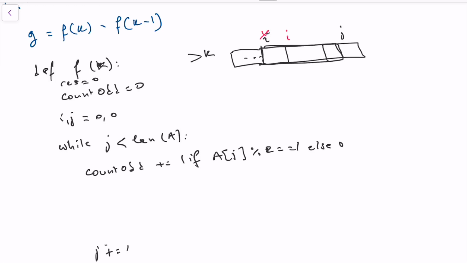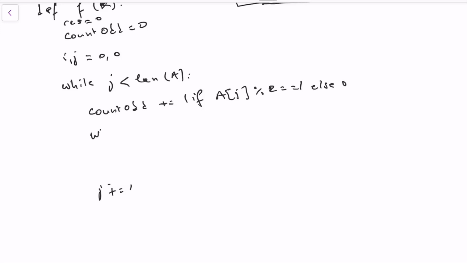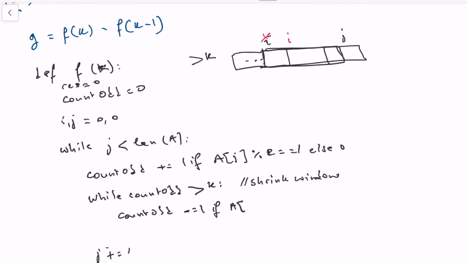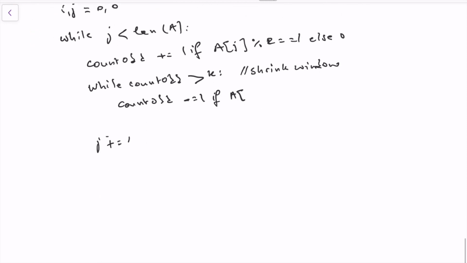But here we need to shrink when the count becomes bigger than k. We need to shrink the window so that we can have a possible window that has what we are looking for, which is at most k. So if this becomes bigger than k, that means we need to shrink the window, and that means we will need to subtract 1 from count odd if we have an odd number that we are just moving the window away from, so we can subtract it, right? And so if this is an odd number, otherwise we do nothing, right? And then we advance our window, right?